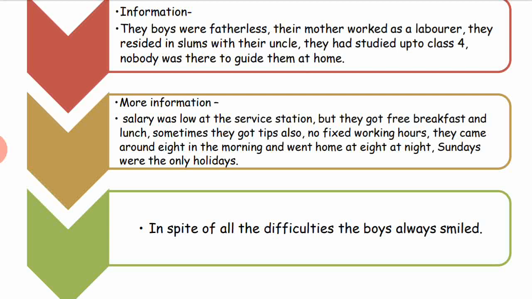So we are getting all this information, that they were fatherless, the mother worked as a laborer, and they resided in the slums. All this information is provided by Ram and Gopal to whom? To the author. But in spite of all these difficulties, which difficulties? A 14-year-old boy wants to go to school, he wants to play, he wants to do very active things, but instead he is giving his labor, working in a service station for some money and for some breakfast and lunch. So these are all difficulties. They don't even get time to study. All these difficulties were there in the life of Ram and Gopal.